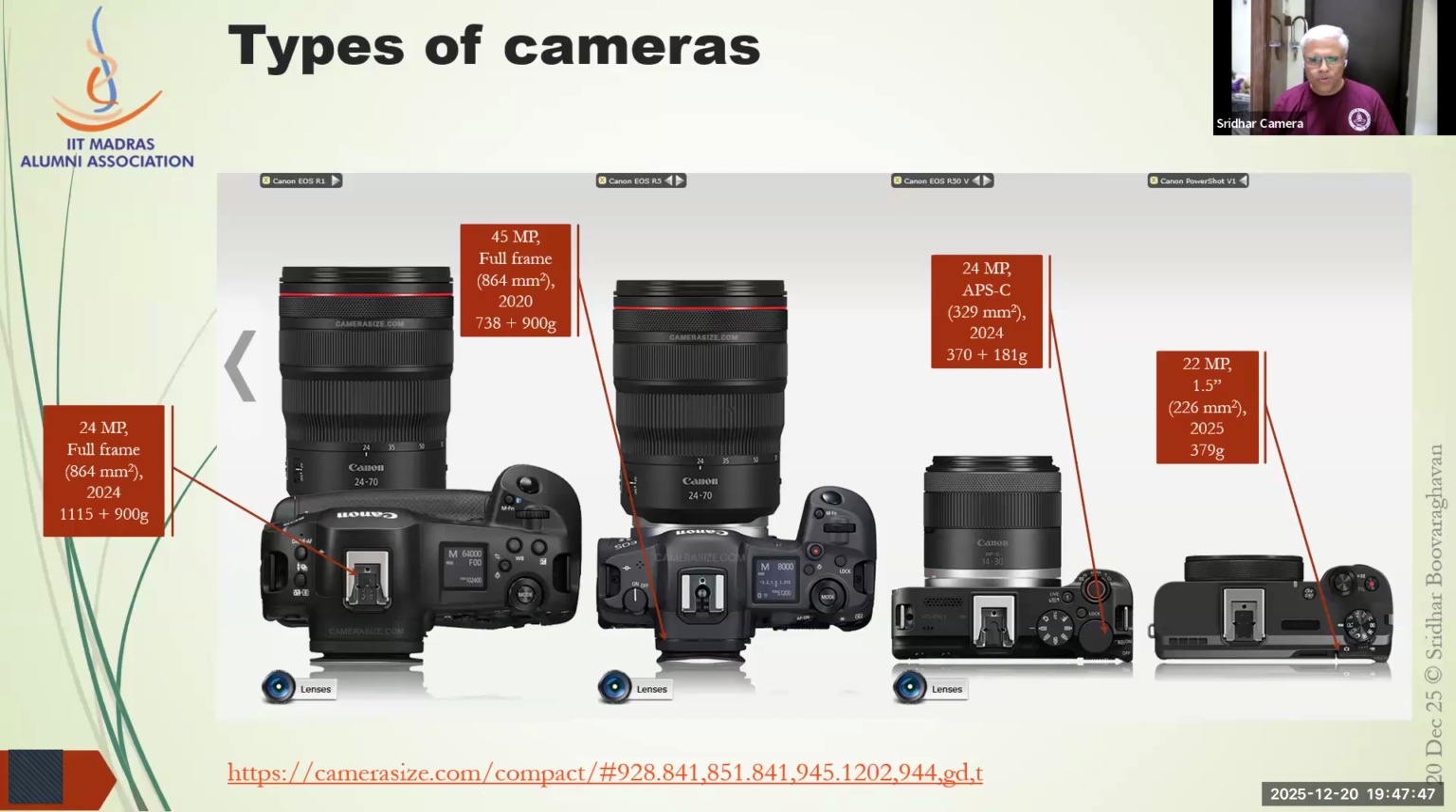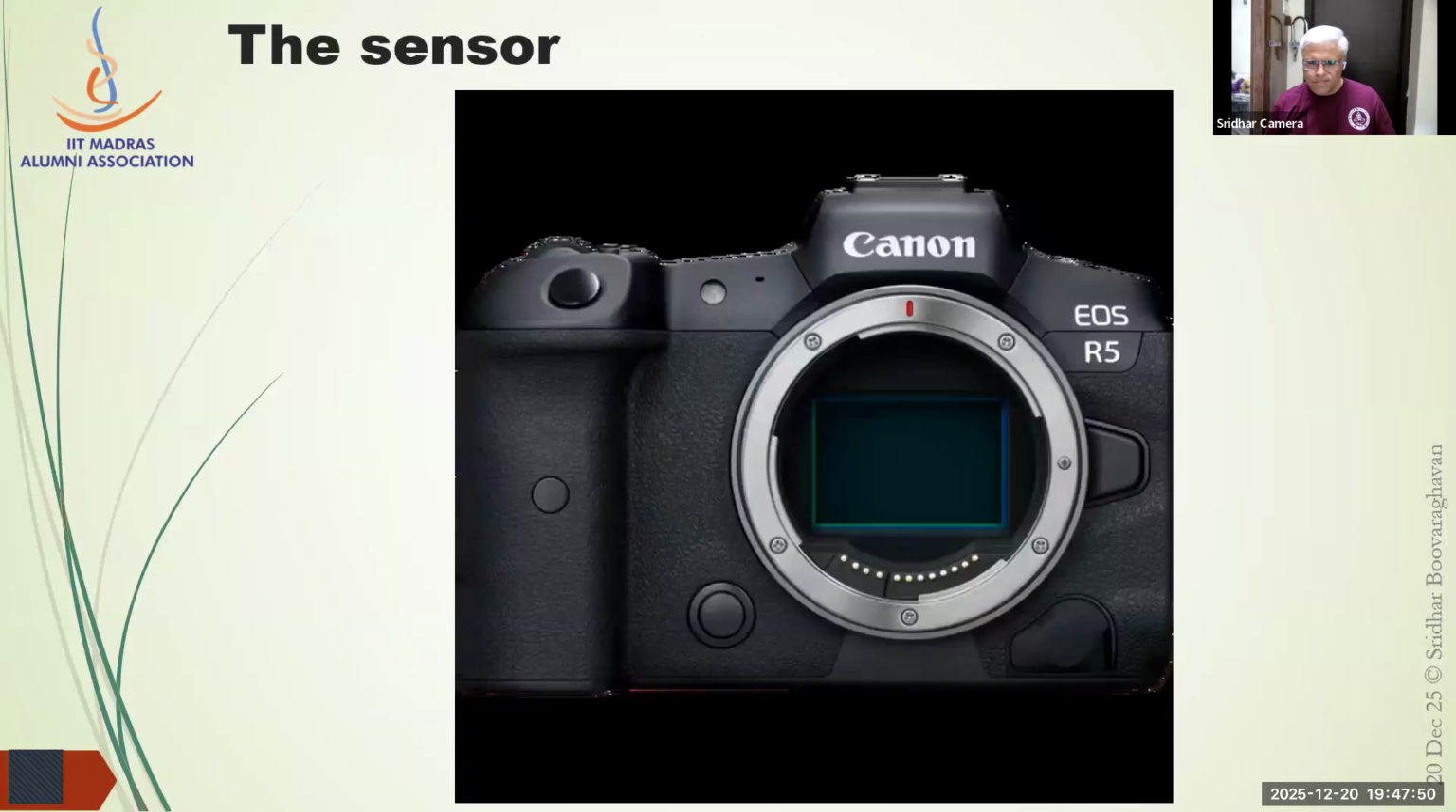Okay, so now let's go into the sensor. Again, this is the R5. This is a full frame sensor. So we are talking about the greenish area in the mount, which is the hole in the camera, is the sensor, right? So that is the size of the sensor. The opening that you see is called the mount. Different camera systems have different mounts. This is the RF mount, Canon's RF mount. Similarly, Nikon has a Z mount, Sony has an E mount, and so on.